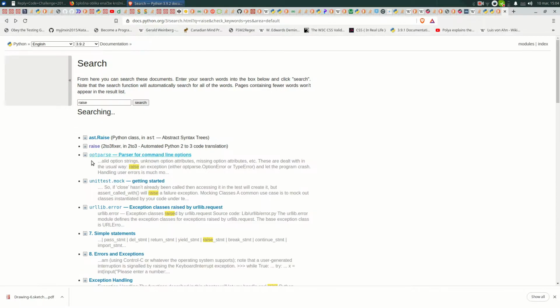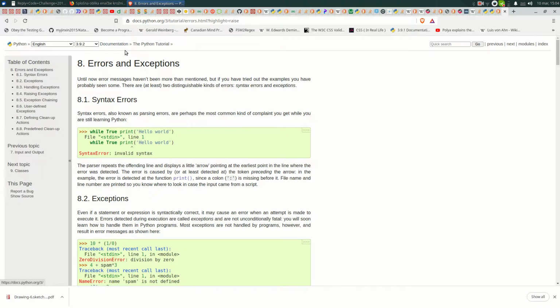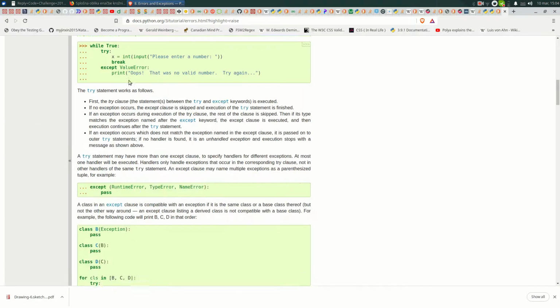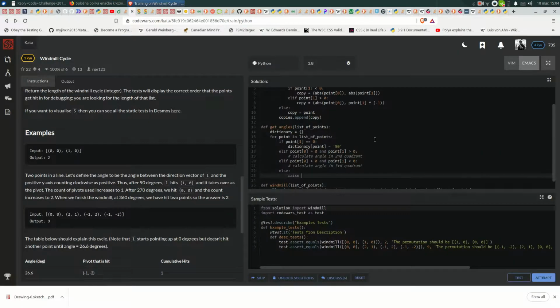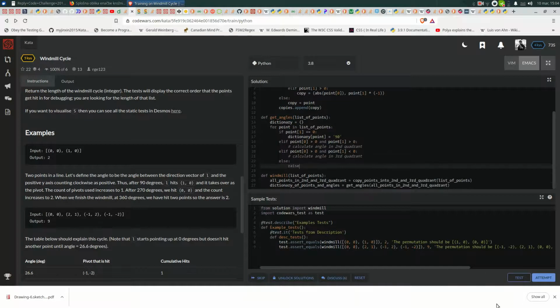Okay. Errors and exceptions. Syntax errors, handling exceptions. Raise. You just do raise in exceptions. Unexpected error, raise. I guess you just do raise. Alright, so let's just test that out.